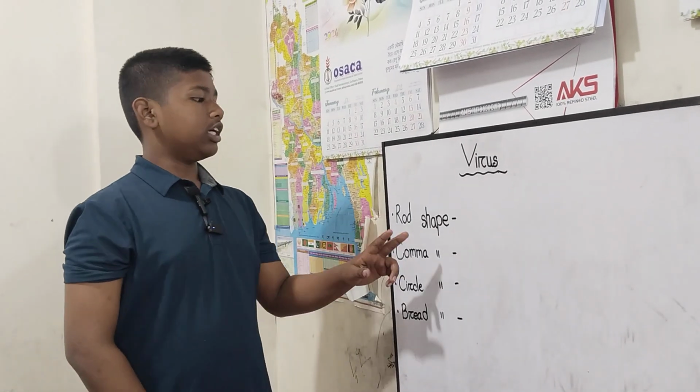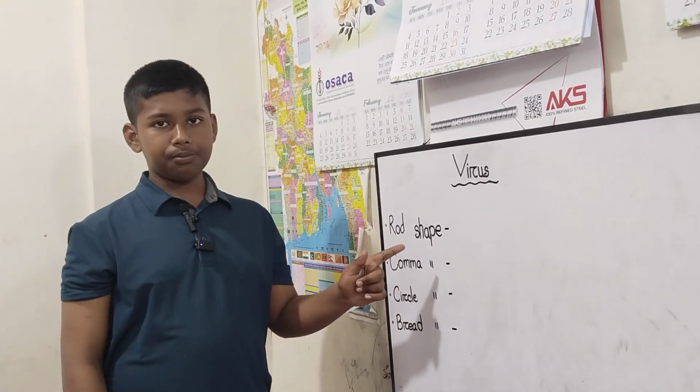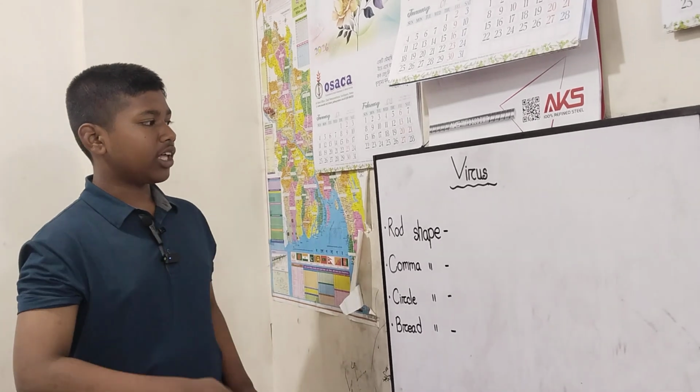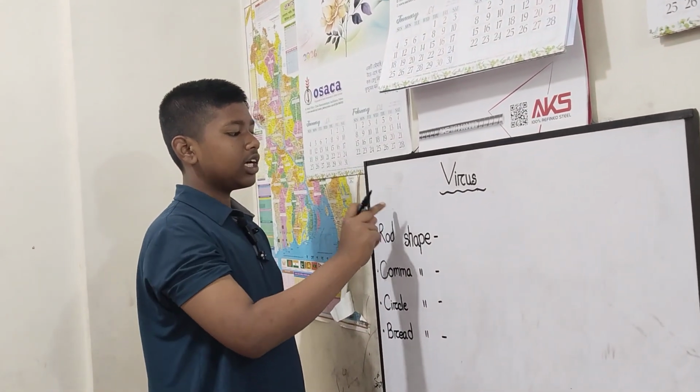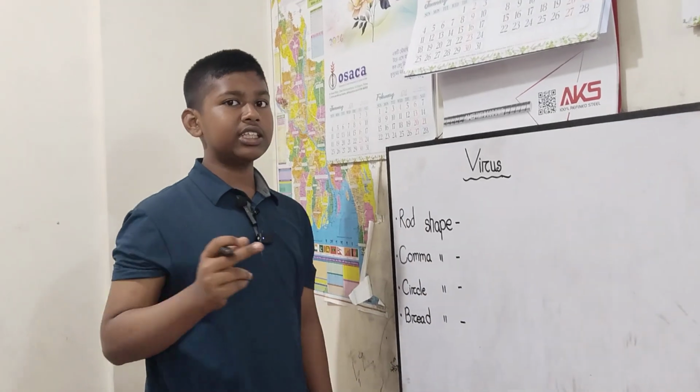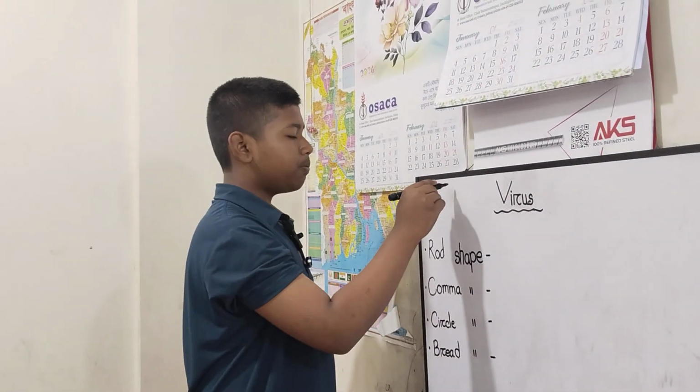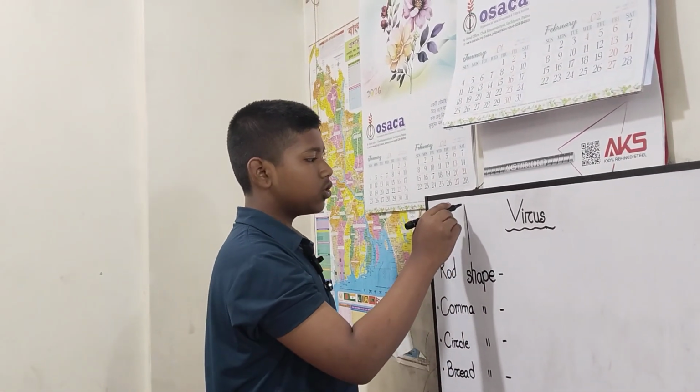Now, rod shape. Virus can be rod shape. We know what a rod looks like. A rod is a stick thing that is completely straight, and a rod shape virus is exactly the same. So it is completely straight with no bends.